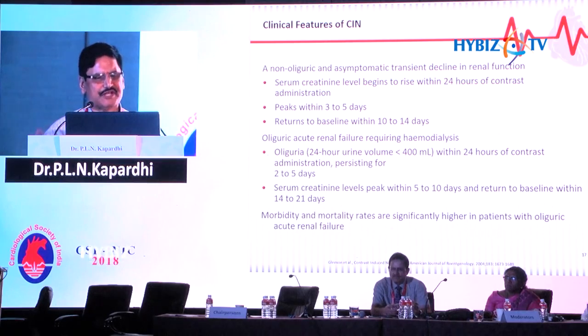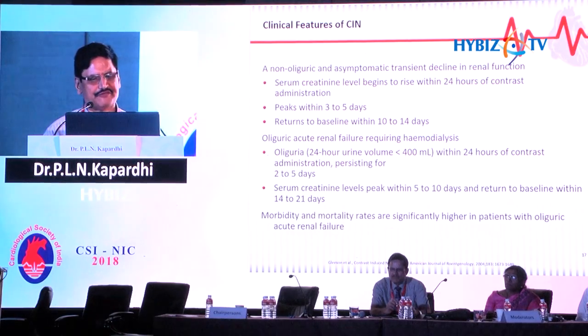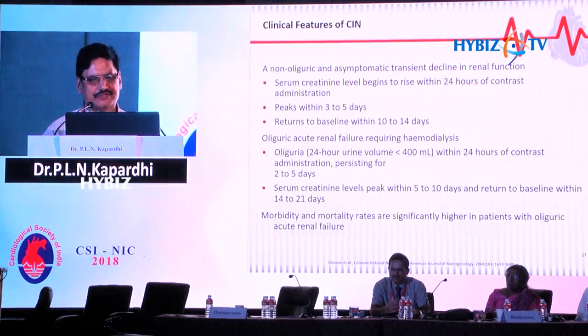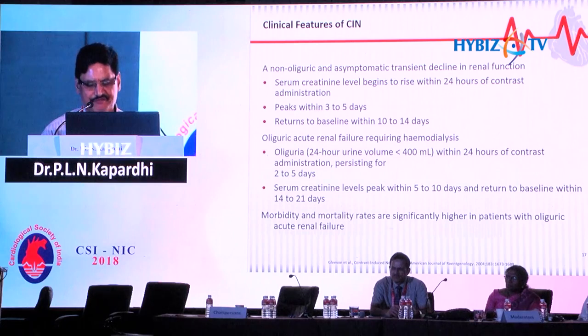Whereas a more severe variety, that is oliguric renal failure, which requires dialysis, with oliguria occurring within 24 hours and peaking around 5 days, and serum creatinine levels, 5 to 10 days after peaking, slowly come to the baseline around the second to third week. Morbidity and mortality rates are significantly higher in the oliguric type of acute kidney injury.